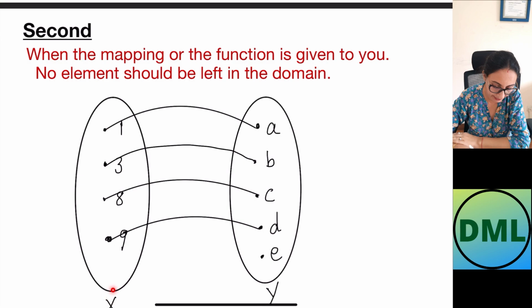This is your set x and this is your set y, and the mapping is like this: 1 maps to A, 3 maps to B, 8 maps to C and 9 maps to D. As you can see, different elements in the domain are mapped to different elements in the range, and no element is left over in the domain without an image in the range. This is called a one-to-one function.